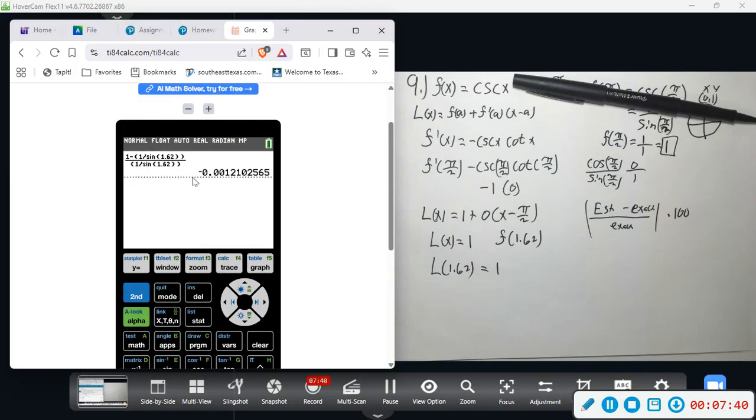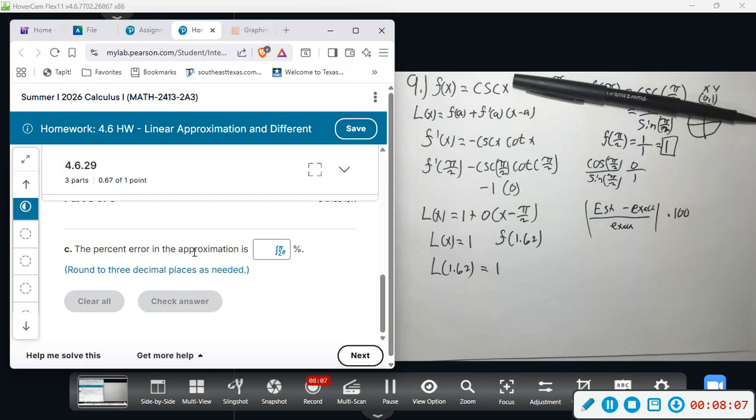All right, so we get a negative 0.001. If you multiply this by 100, the decimal place stops right here. So we're looking at negative 0.121%. Well, we want to make that positive, so absolute value. So it's going to be 0.121% because I didn't do the absolute value of this whole thing. So 0.121, three decimal places, 0.121.